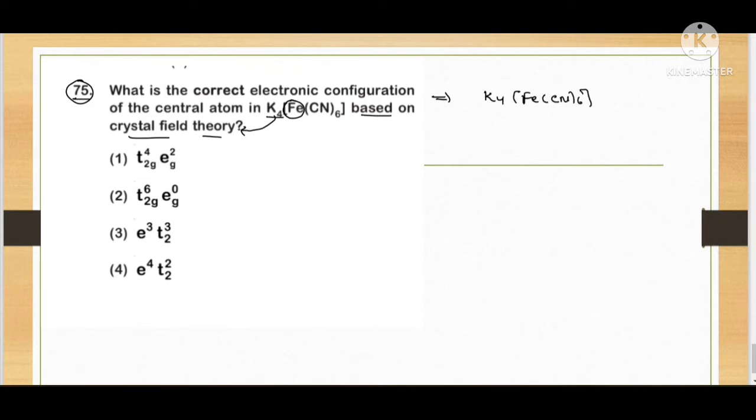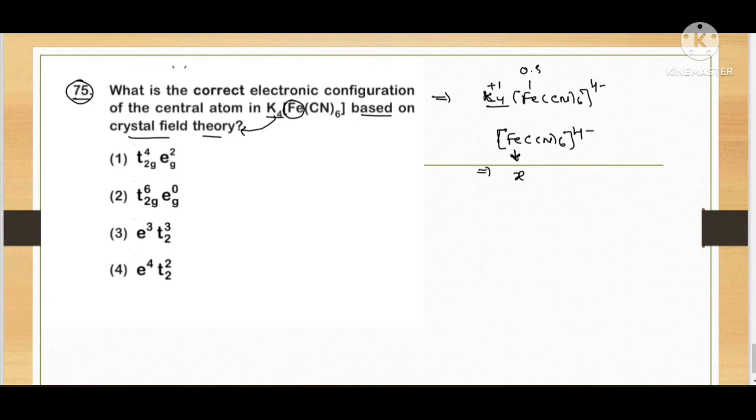Write the given complex K4[Fe(CN)6]. Now let us try to calculate the oxidation state of ferrous. Here you observe that 4 moles of K means K exhibits the plus charge. To neutralize plus 4, you have to add minus 4. Then it becomes [Fe(CN)6]4-. Here you have to calculate the oxidation state of the central metal atom, that is ferrous.